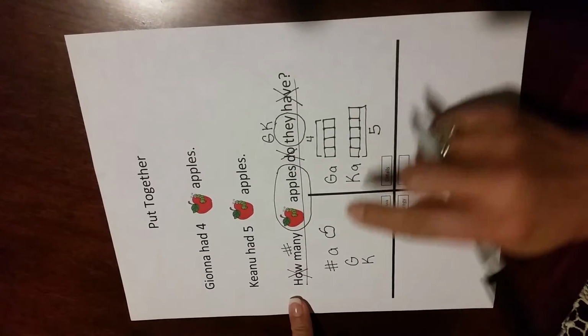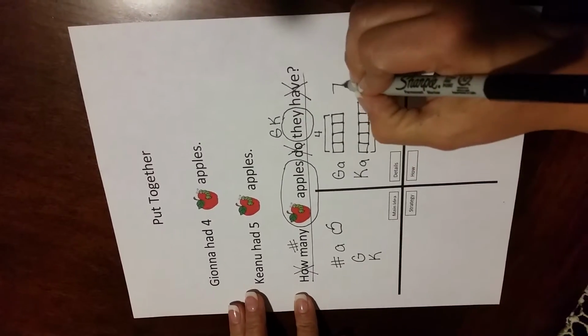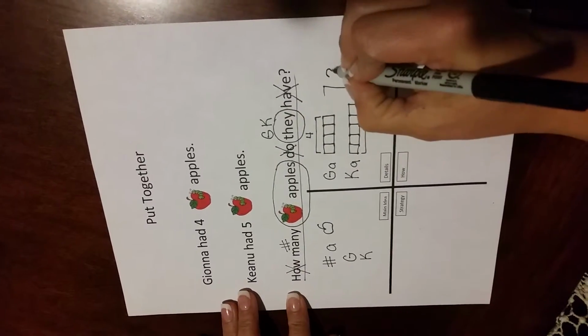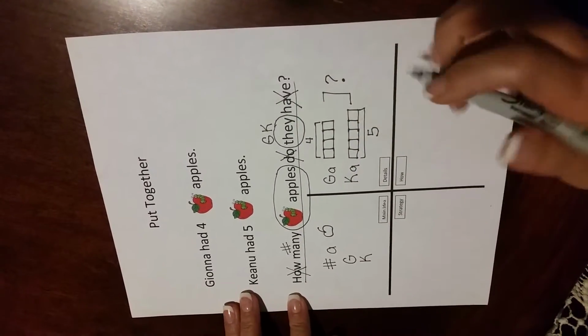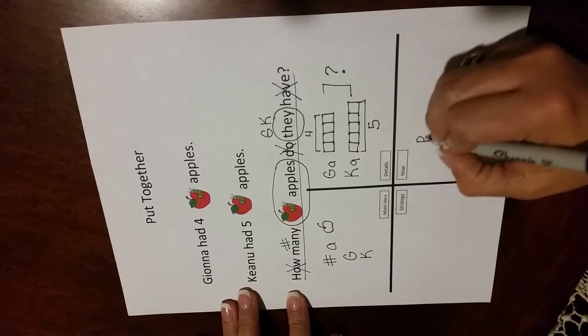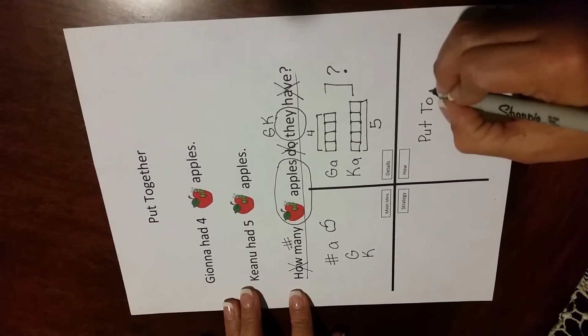By reading this question, it's asking us how many they both have. So we're going to staple both of the numbers together, understanding that we're looking for the 2 numbers put together. We can even take this opportunity to write the words put together in the how box.